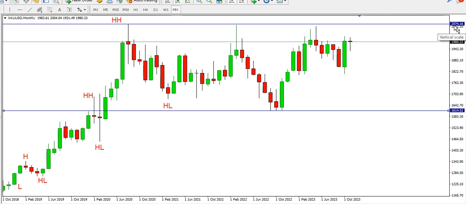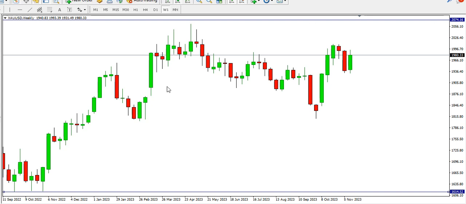We have the 2075 and the 1615 levels. We have the 2025 and 1615 levels on the monthly time frame. Let's look at the weekly time frame to see the structures that we have.